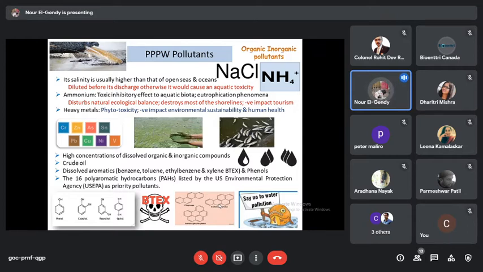High concentration of dissolved organic and inorganic compounds, crude oils, dissolved aromatics, which are benzene, toluene, ethylbenzene, and xylene, and phenols, which are known as BTEX. Also the 16 polyaromatic hydrocarbons listed by the U.S. Environmental Protection Agency as priority pollutants.